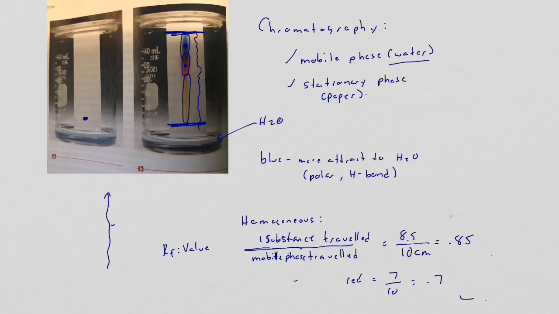That's all you really need to know about chromatography. Relative attraction for mobile versus stationary phase, which if it travels very far, it's probably like the mobile phase. If it doesn't travel very far, it's probably very chemically similar to the stationary phase. And RF value is how far the substance traveled over the total distance that the mobile phase traveled.